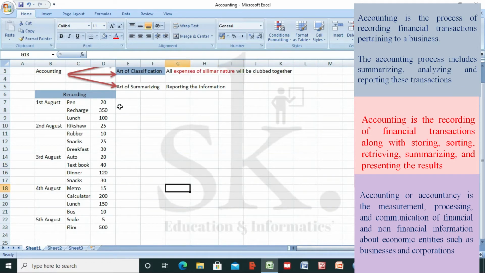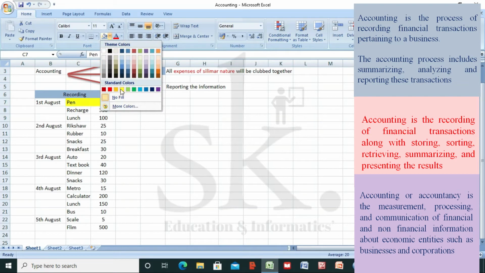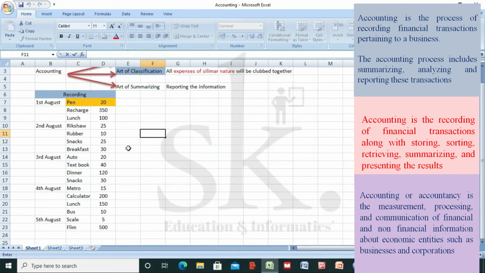Now the second step is the art of classification. If I check the expenses relating to pen, which is 20 rupees, let me give it a color. Thereafter I made an expense relating to rubber. I also made certain expenses relating to a textbook, because I purchased a textbook. I also made an expense relating to a calculator, as well as I purchased a scale for 5 rupees.